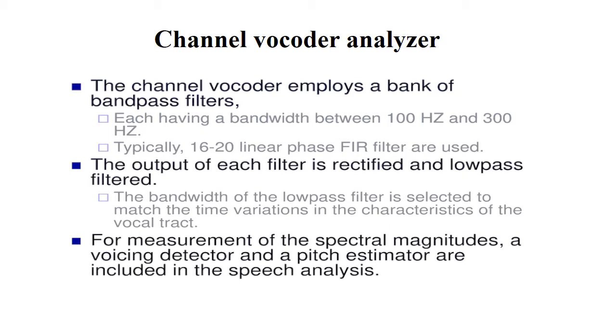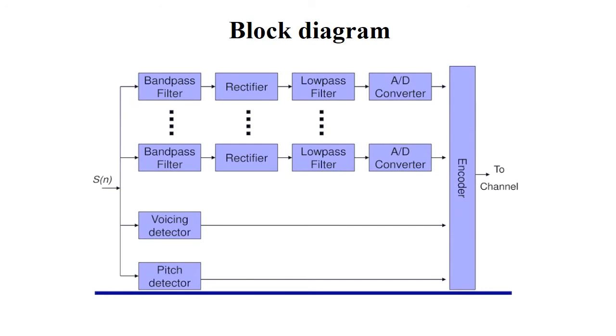The output of each filter is rectified and low pass filtered. The bandwidth of the low pass filter is selected to match the time variations in the characteristics of the vocal tract. For the measurement of the spectral magnitudes, a voicing detector and a pitch estimator are included in speech analysis. So this is the block diagram.